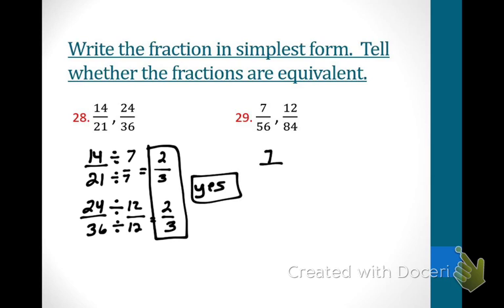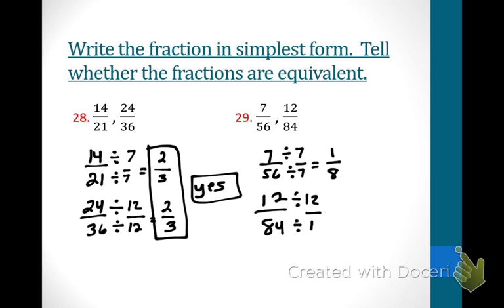For the next one, let's find out if this is equivalent or not. Emma, what can go into a 7 that can also go into a 56? A 7. When you do that, what does it become? 1/8. Okay, what can go into a 12 that also goes into 84? A 12. And what do you get? 1/7. Are those equivalent? No, they are not.